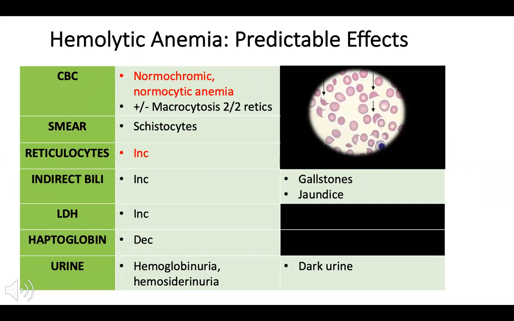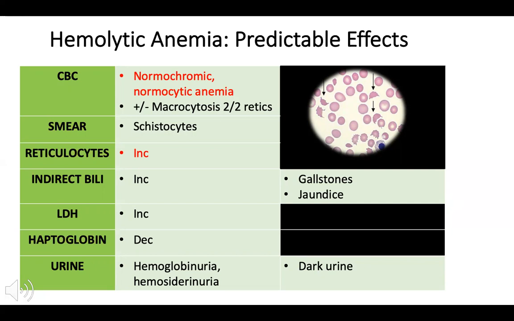The CBCs will classically have a normocytic normochromic anemia because we have the ingredients to make a red blood cell. We're just demolishing our supply. In response to a reduction of red blood cell mass, if the bone marrow is healthy, it'll spit out immature red blood cells, reticulocytes or retics, and occasionally that can push the MCV toward an increased range, which is macrocytosis. But still, by and large, normocytic normochromic anemia is the classic presentation.